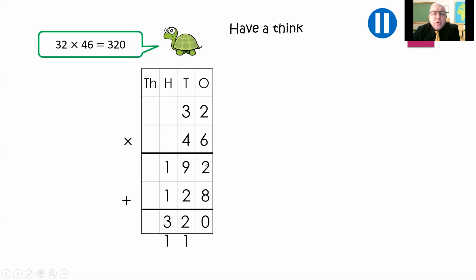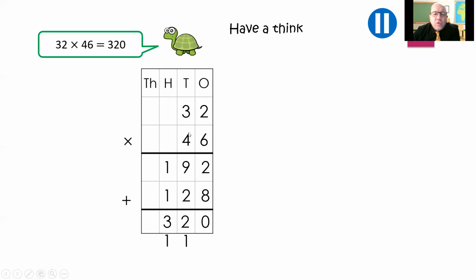6 times 2 is 12. So he's put a 2 here. Carried is 1. 6 times 3, or 6 times 3 tens, is 18 tens, plus the one that we carried is 19. So 192, that bit is correct. Here's the problem. 4 times 2 is 8. 4 times 3 is 12.